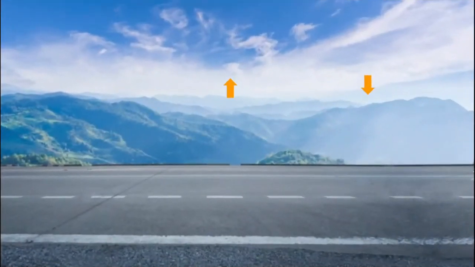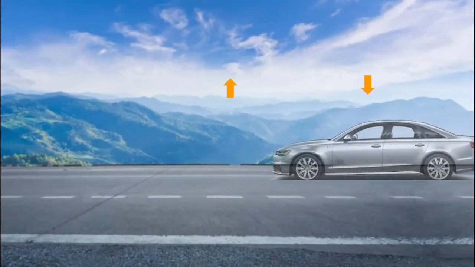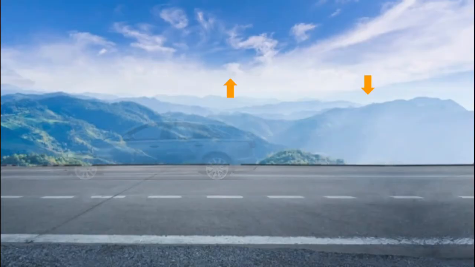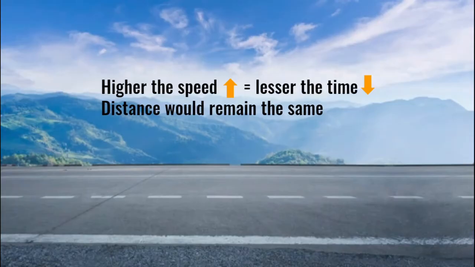One more example. A car is moving very slow, so it will take more time to cover the same distance. And if a car is moving fast, it will take less time to cover the same distance. So we conclude here that higher the speed, lesser the time. Distance would remain the same in both the cases, whether the speed is high or low.